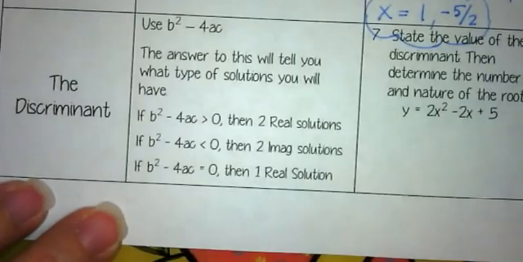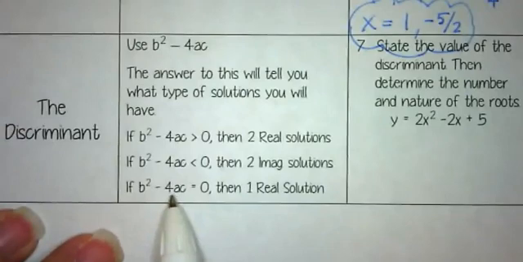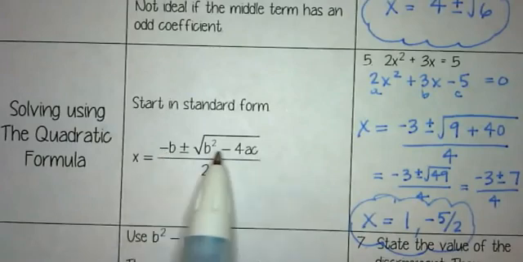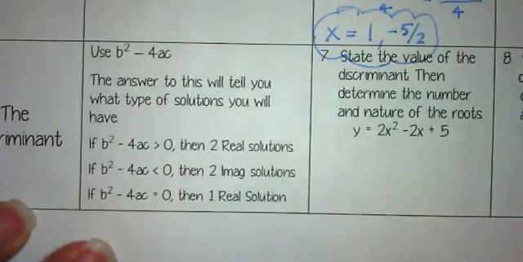All right, the third thing that could happen is that what you get inside the square root is equal to 0, and in that case you'll only have one solution. And the reason for that is that you would have negative B plus or minus 0. So whether you do negative B plus 0 or negative B minus 0, it's not going to make any difference. So you'll end up with just one answer.